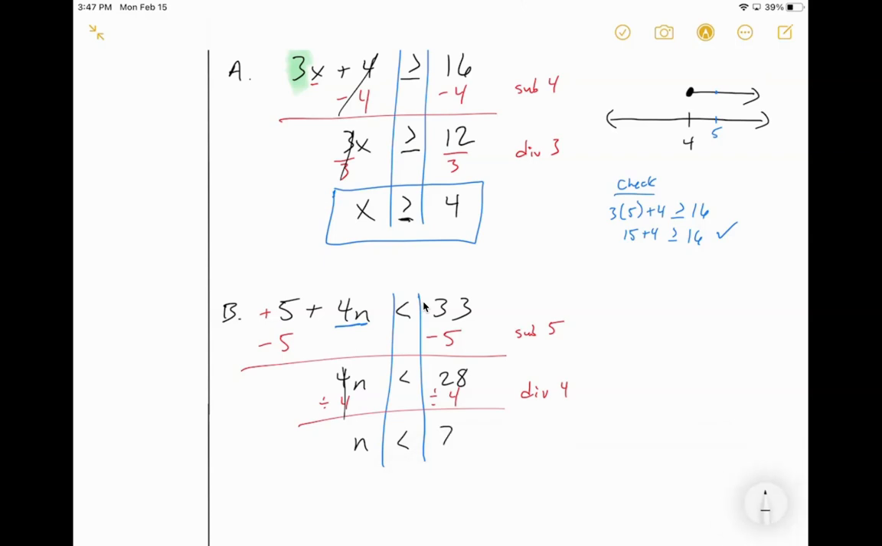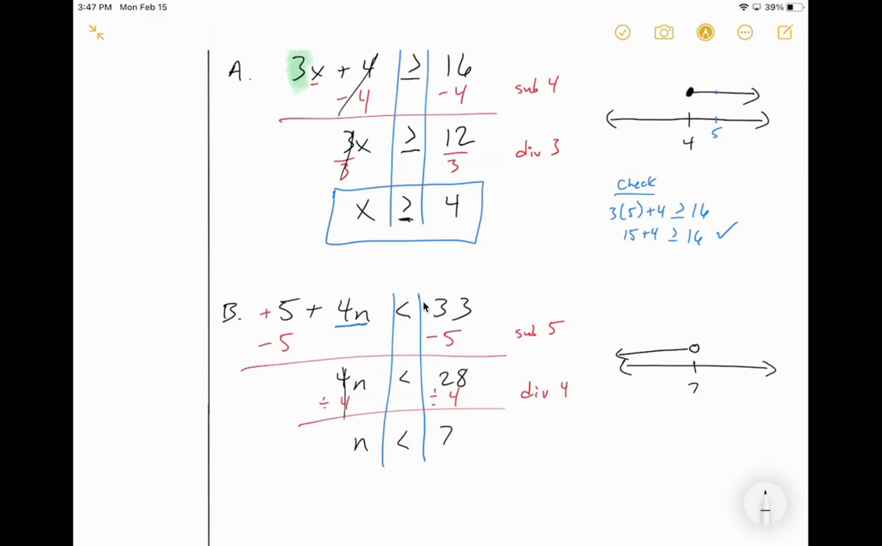Let's go ahead and graph it. Here it is. Here's 7. No equal to, so it's going to be an open dot. Less than, so it's going to go to the left. So that's how we do these problems.